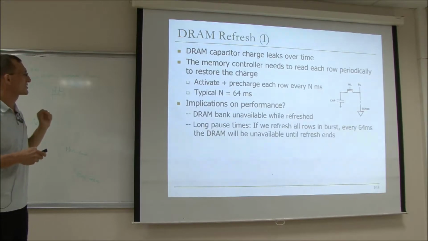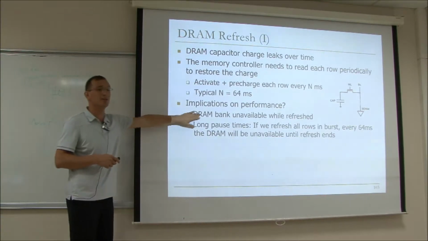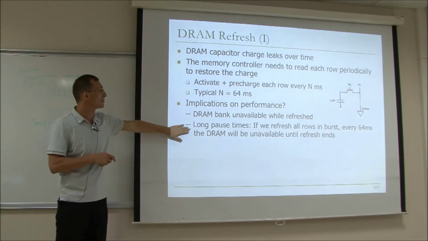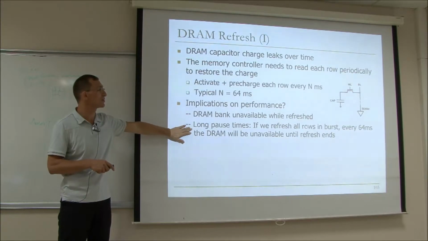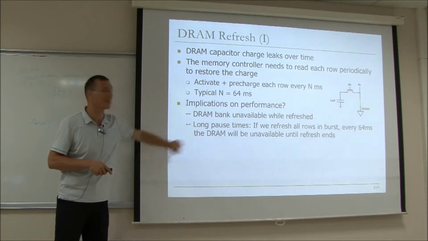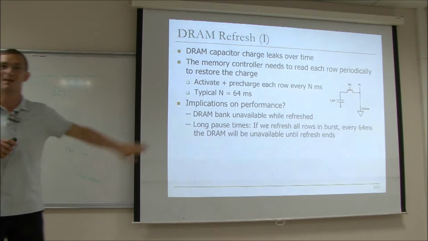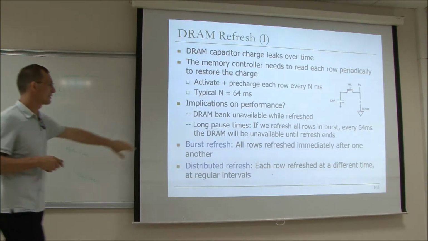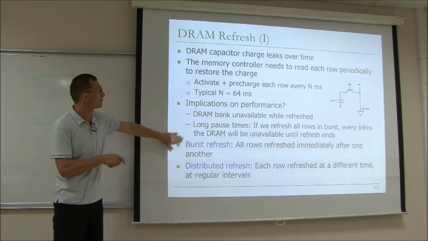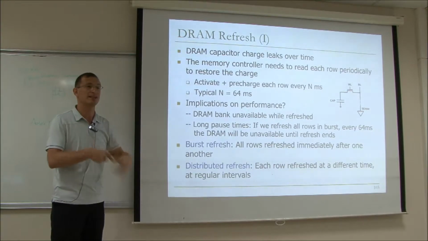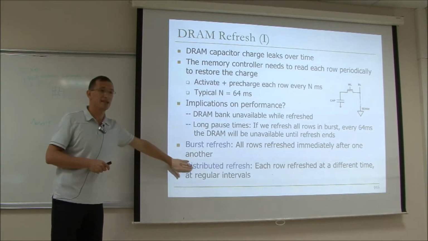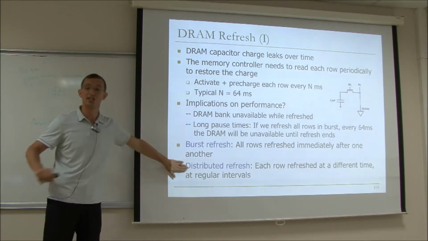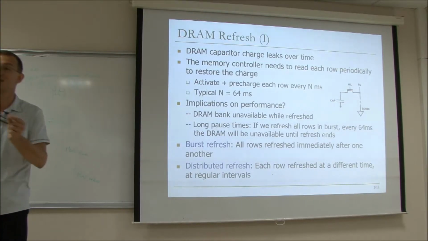There are many implications on performance. The DRAM bank is unavailable while refreshed. There are long pause times. If we refresh all rows in a burst, every 64 milliseconds, the DRAM will be unavailable until the refresh ends, right? And that's a bad idea. This is called burst refresh: all rows are refreshed immediately after one another. But today, many systems employ distributed refresh, where each row is refreshed at a different time at regular intervals.